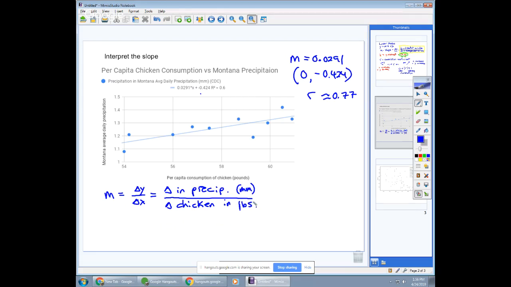And so now I want to write my slope as a fraction. So that would be 0.0291 over 1. So this is millimeters, and this one is pounds.